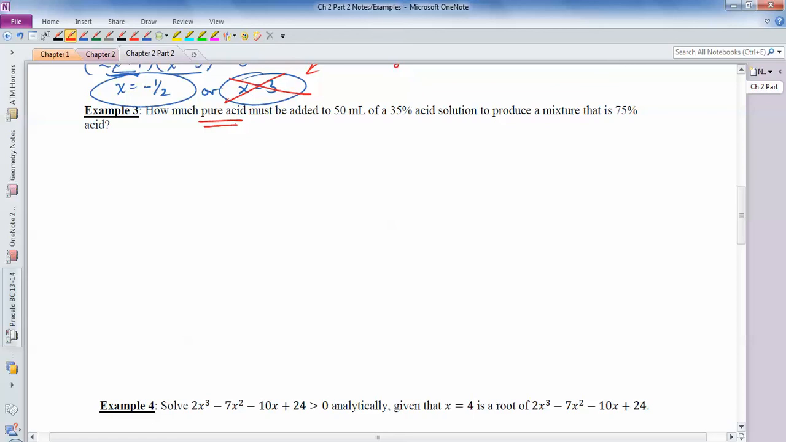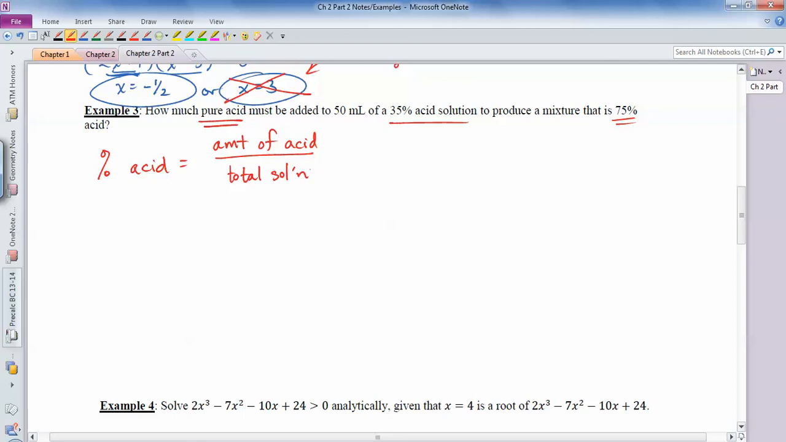Okay, so how much pure acid must be added to 50 milliliters of a 35% acid solution to produce a 75% acid solution? So you start out with 35% and you have to add acid until you get exactly 75% acid. It helps to break down this problem a little bit. Percent acid in a solution is really going to be the amount of acid that you have divided by the total amount of solution that you have. And I think that should make intuitive sense.